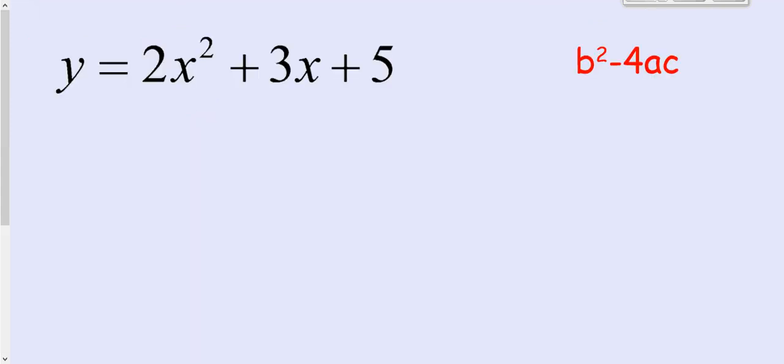We're going to do it again. Check the discriminant as we go. This one's very similar, so we have 3 squared minus 4 times 2 times 5. That gives us 9 minus, negative 4 and 2 is negative 8, negative 8 times 5 is negative 40. That gives us negative 31.